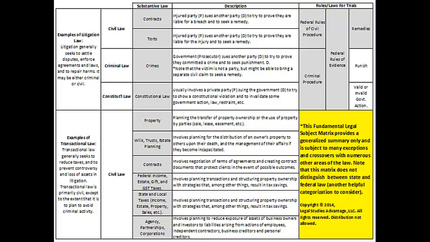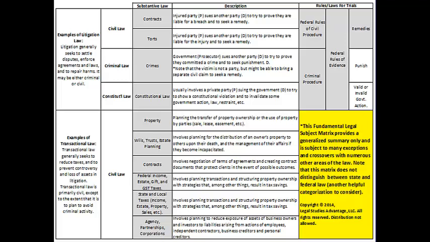Also, I want you to note that the outcome of a constitutional law case isn't typically related to punishment or remedies, but rather to validating or invalidating particular government actions that may be challenged in court. Let's move now to the bottom half of this chart. We'll try to move through this relatively quickly.